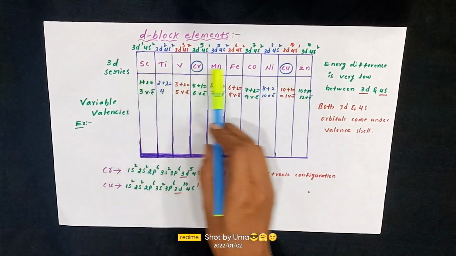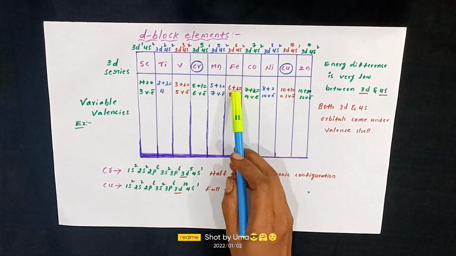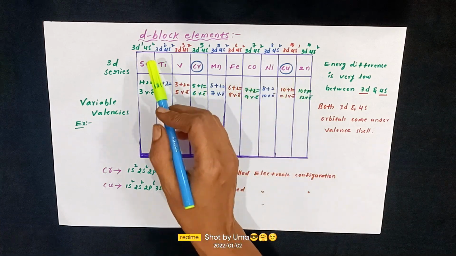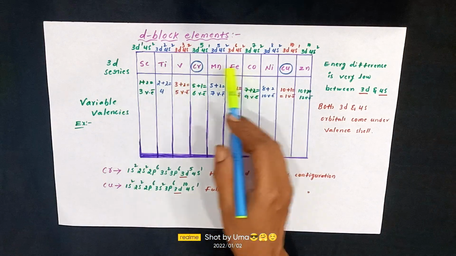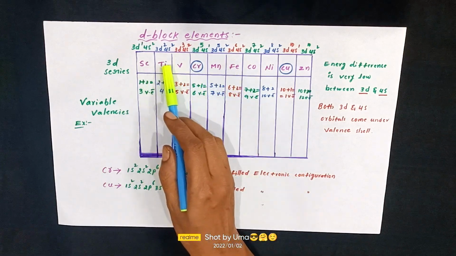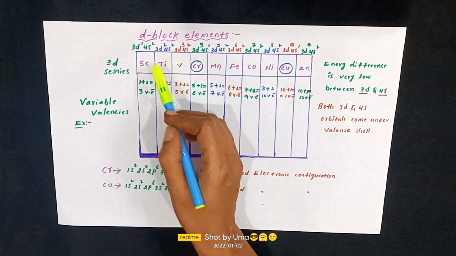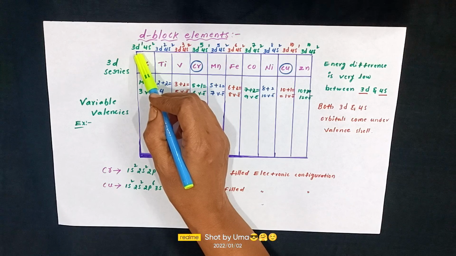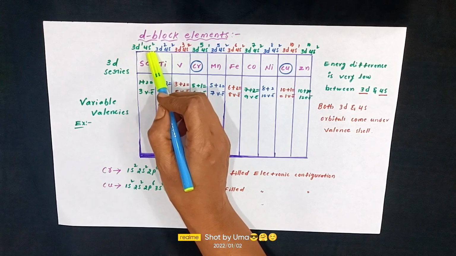All these are B group elements, first B to 8th B group elements, children. If you write the 3D series, this series is called the 3D series, children. They can show variable valencies, that means more than one valency. How? Because they contain 3D orbital and also 4s orbital in their valence shell.